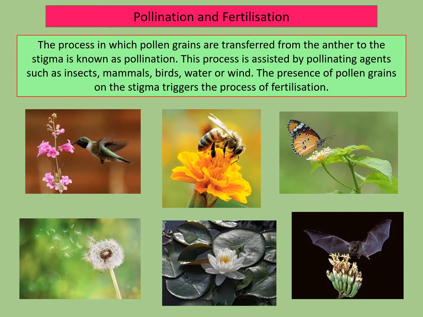Pollination and fertilization. The process in which pollen grains are transferred from the anther to the stigma is known as pollination. This process is assisted by pollinating agents such as insects, mammals, birds, water, or wind. The presence of pollen grains on the stigma triggers the process of fertilization. This diagram shows the pollinating agents: birds, bees, butterflies, wind, water, and bats.